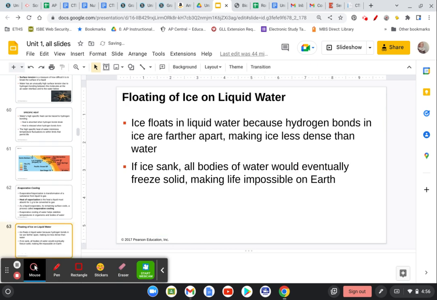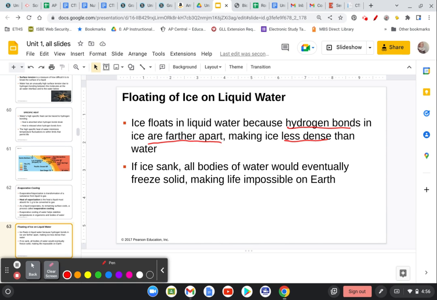Okay, density of ice is another one. You may or may not have seen this, but you have in some ways. Put an ice cube into water, what happens to it? It floats. Ice is less dense. What does that mean? It means that the hydrogen bonds in ice are farther apart. So it's less dense because the hydrogen bonds are farther apart. And because they're farther apart, that means that it floats.